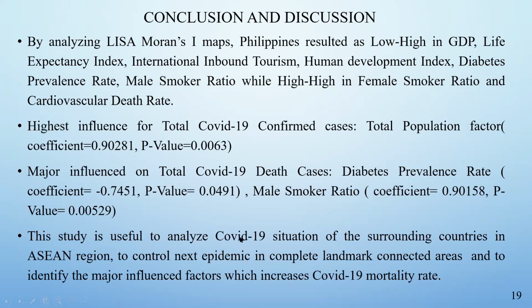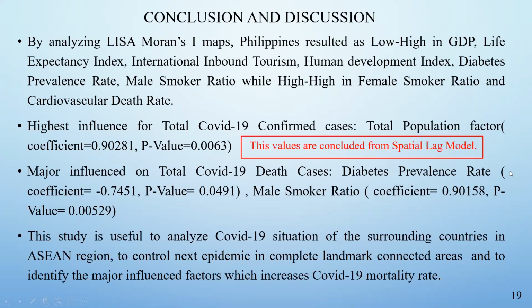The study is useful to analyze the COVID-19 situation of the surrounding countries in the ASEAN region, to control the next epidemic in the connected area, and to identify the major influencing factors that can increase the COVID-19 mortality rate. So here we can understand that if you smoke and you have an underlying diabetic disease, chances are your life may be at risk. I think there is no one who smokes in our classroom.